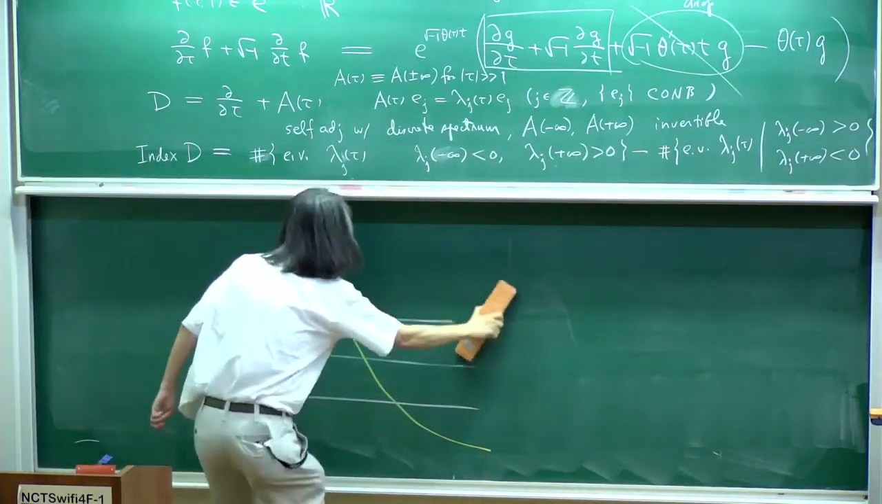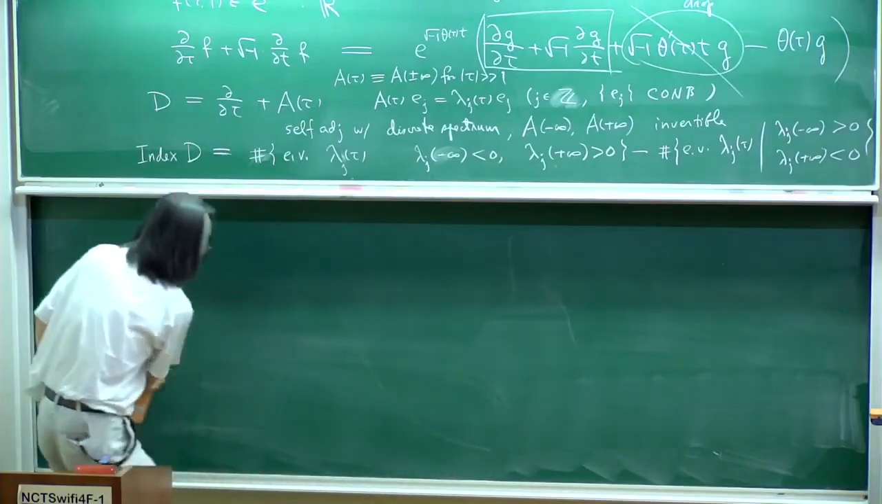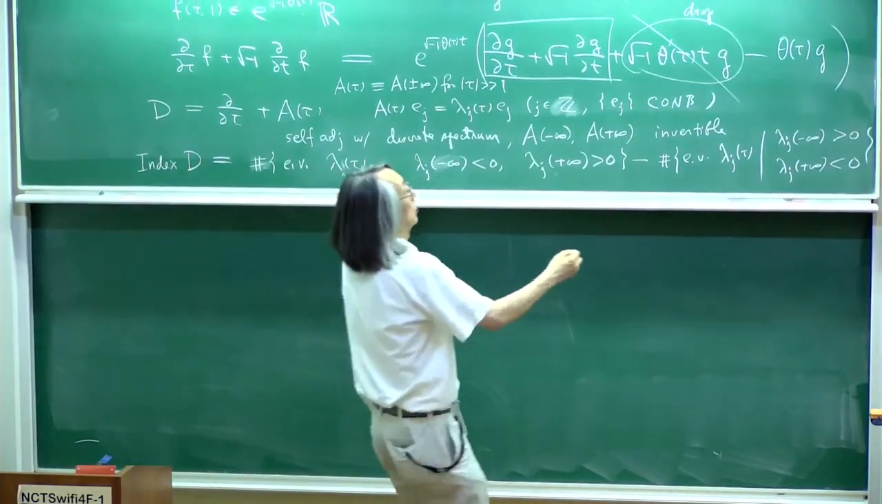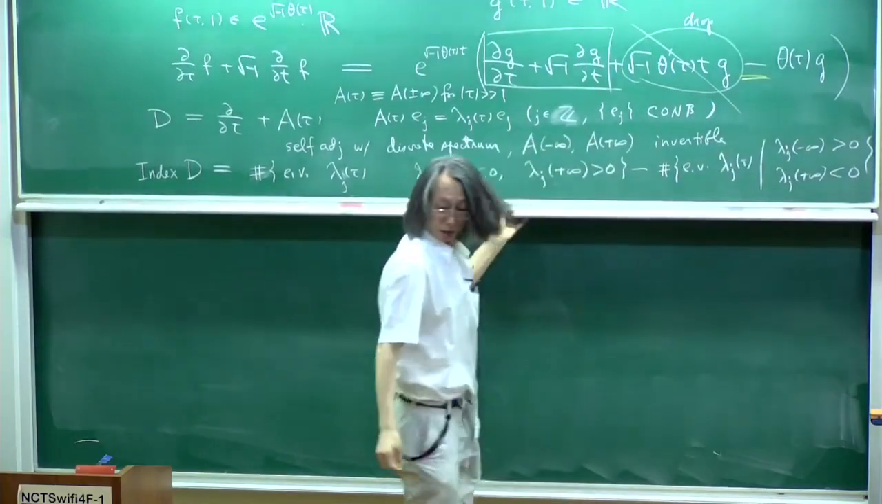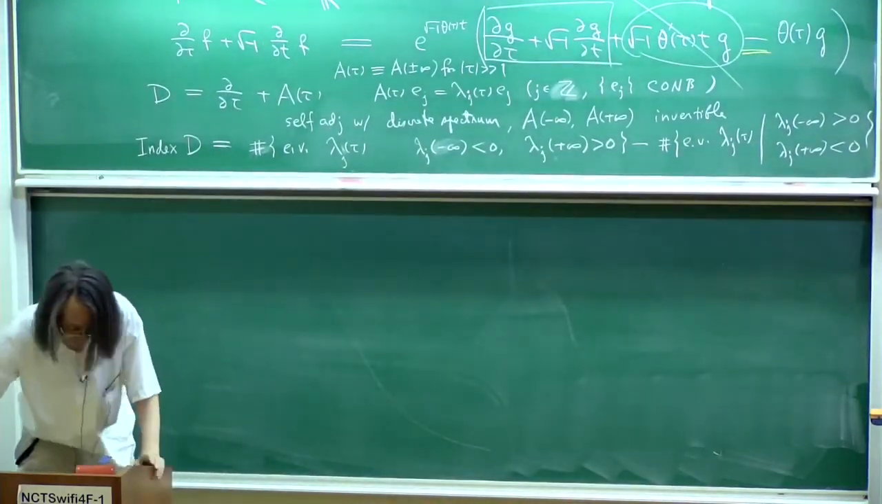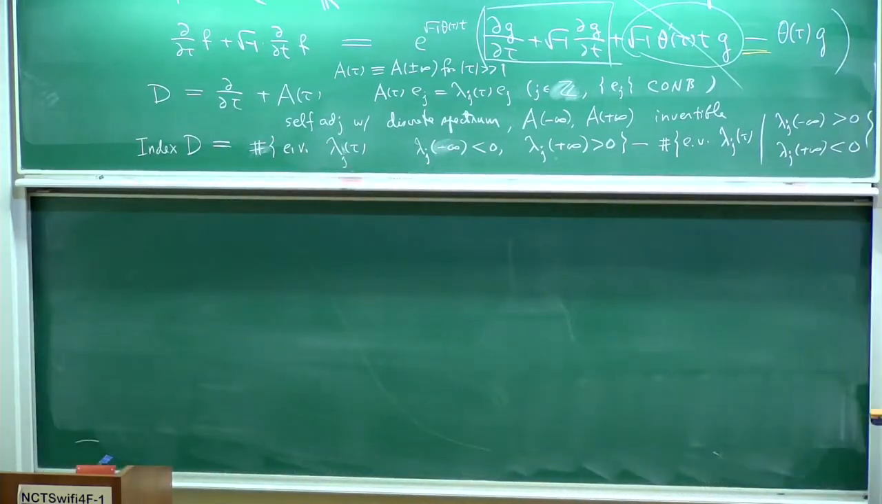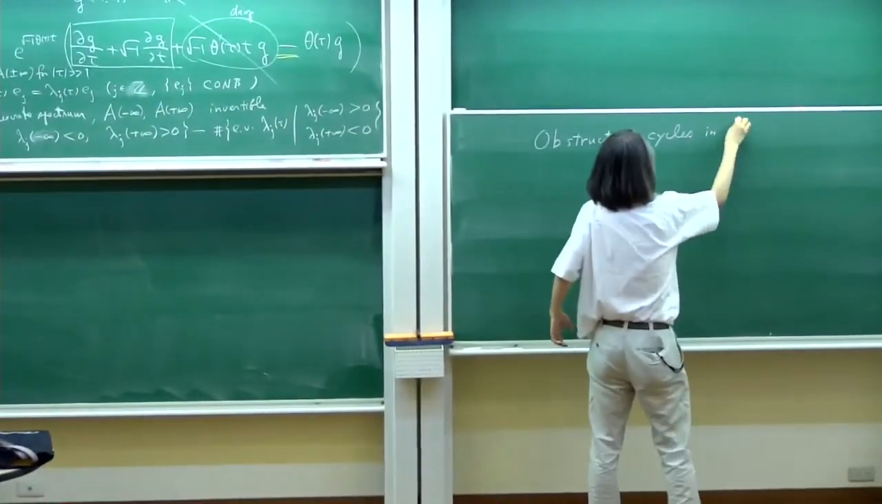So maybe you can just take it one. So this is just a correction of the correction, it is just this. And then I now start discussing the obstruction classes, obstruction cycles in Lagrangian Floer theory.